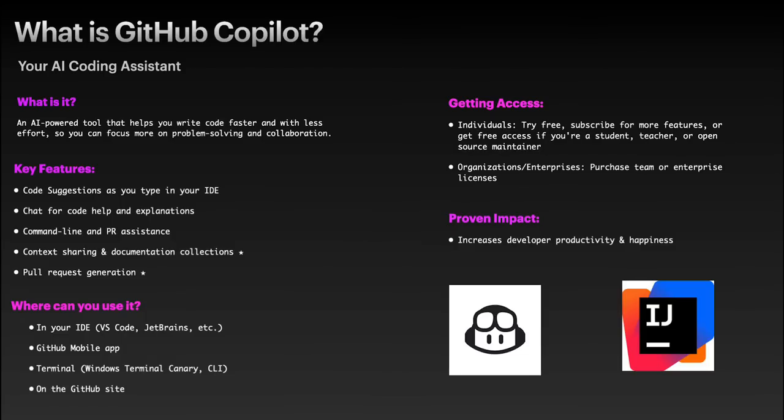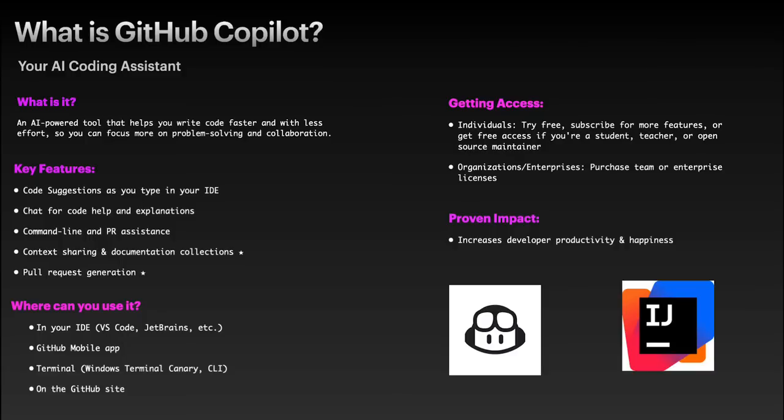So what is GitHub Copilot? Your AI coding assistant, right? It is an AI-powered tool that helps you write code faster with less effort. You can focus more on problem solving and collaboration. Copilot is an AI-powered tool which is available inside your IDE.